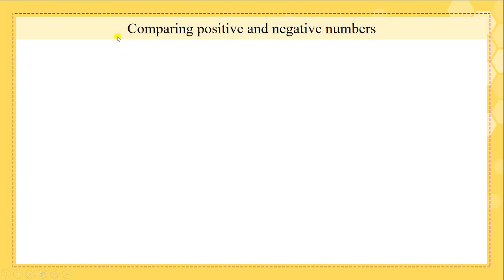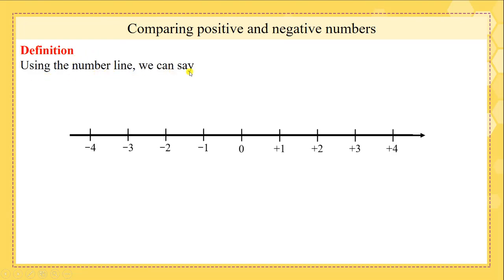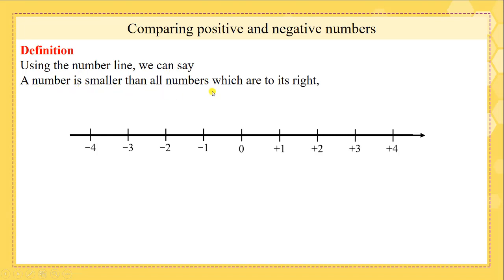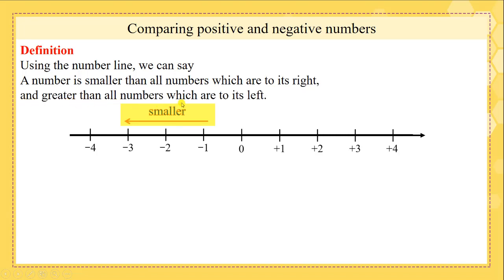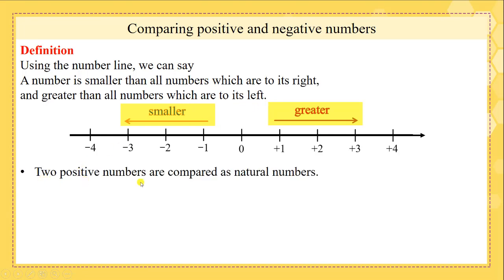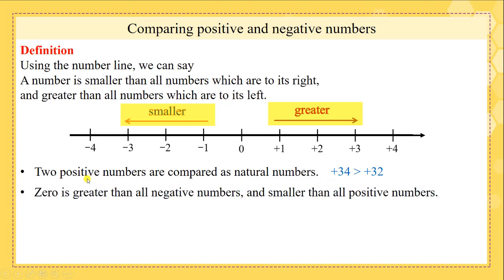Comparing positive and negative numbers. Definition. Using the number line, we can say a number is smaller than all numbers which are to its right, and greater than all numbers which are to its left. Two positive numbers are compared as natural numbers. Example, +34 is greater than +32. 0 is greater than all negative numbers and smaller than all positive numbers. Example, 0 is greater than -14 and smaller than +14.